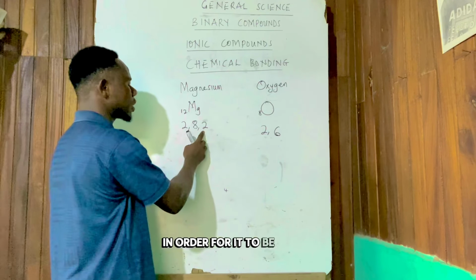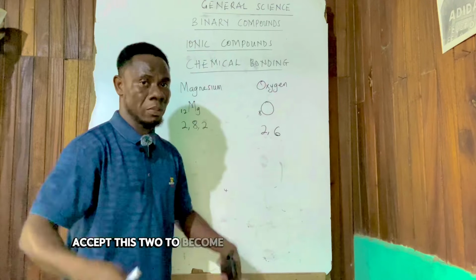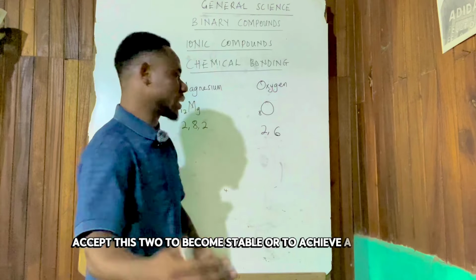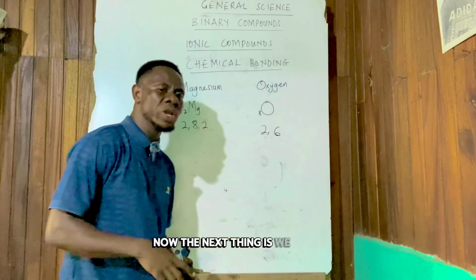In order for it to be stable, this has to donate. In order for this one to be stable, it has to what? Accept these two to become stable or to achieve stability. Now, the next thing is we what?